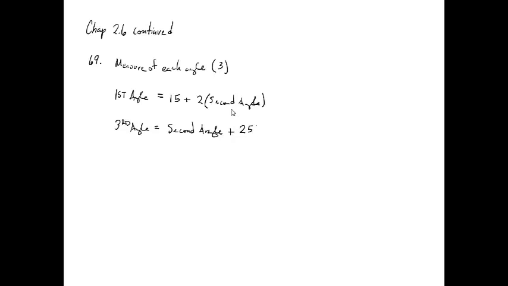It says the measure of the third angle exceeds that of the second angle by 25 degrees. So whatever the second angle is, the third angle is going to be 25 degrees more than it. Awesome. So I'm looking for the measure of 3 angles, and this is the information they gave me. Now I need to actually solve for these angles, right?